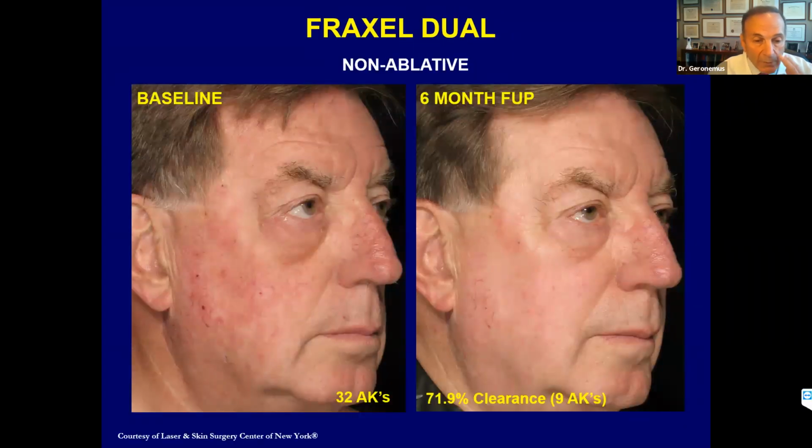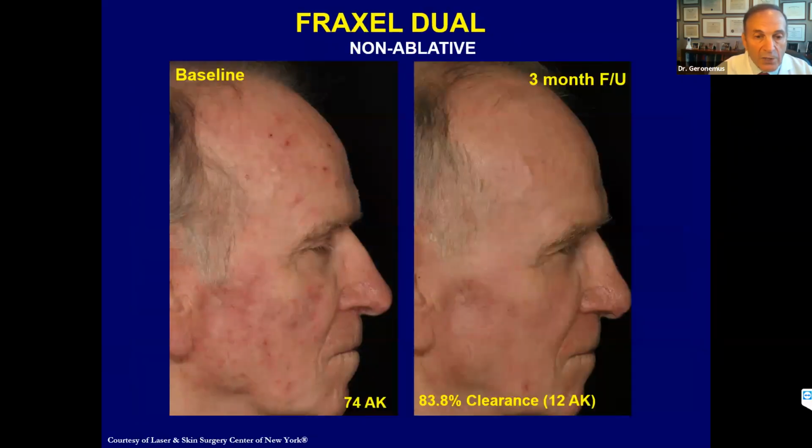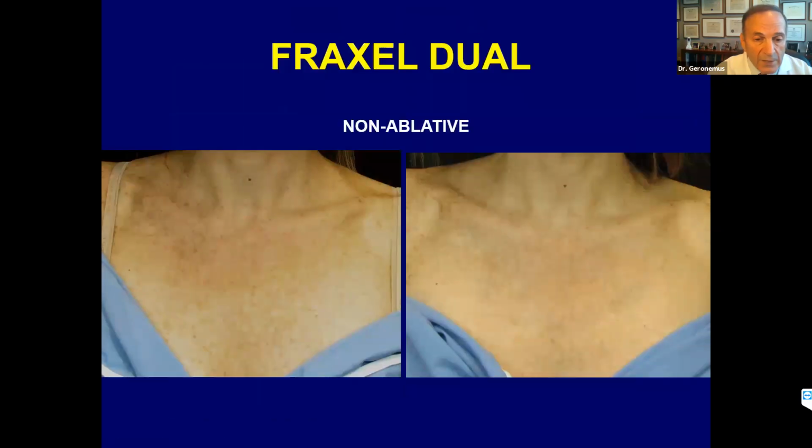Another example of a gentleman with aging skin, and look how his skin cleared up with the Fraxel Dual laser with a series of treatments that worked out quite nicely for him. And another patient as well. In a case like this, we'll also add the Ruby laser or a YAG laser to improve the discoloration of isolated spots as well.